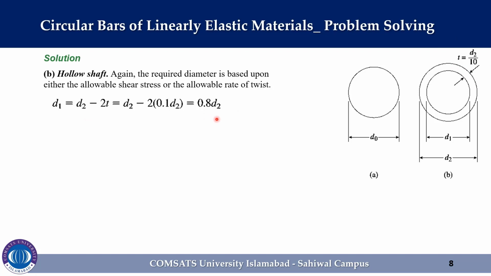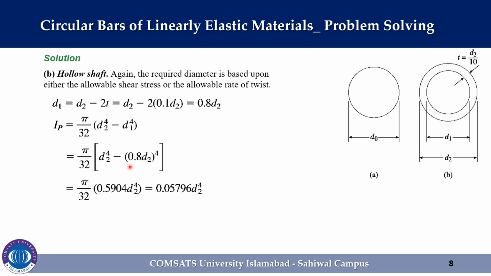0.8 d2. Thus the polar moment of inertia of a circular tube is Ip is equal to pi by 32 times d2 power 4 minus d1 power 4. Here Ip represents the polar moment of inertia of the circular bar. So once again put 0.8 d2 in place of d1 and the equation reduces to 0.05796 d2 power 4.